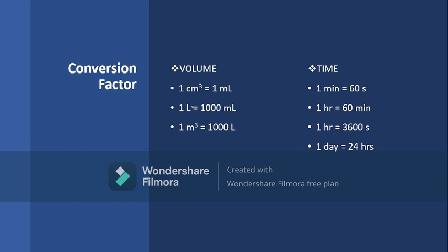Then for the time, we know that 1 minute is equal to 60 seconds, and then 1 hour is equivalent to 60 minutes, and then 1 hour is equivalent to 3,600 seconds, then 1 day is equivalent to 24 hours. So if we really want to convert one unit to another, we need to use the concept of dimensional analysis. Dimensional analysis has something to do with the cancellation of units. Okay, so I'll show you later on how to do the cancellation of units.